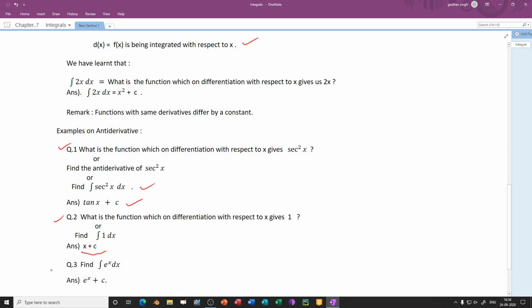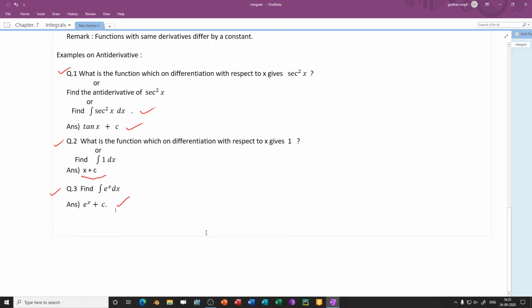Then let us go to question number 3. Find the integration of e raised to x dx. So this function on differentiation will give us e raised to x, that is the function e raised to x itself. So we'll write e raised to x plus c, because c is compulsory to be written with the function. So this is what we have learned.